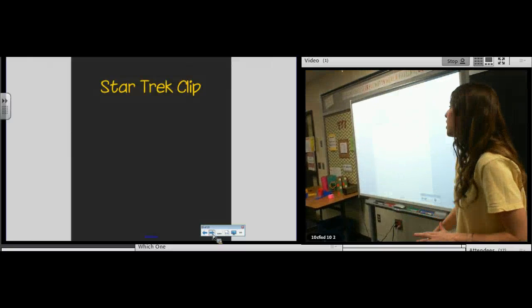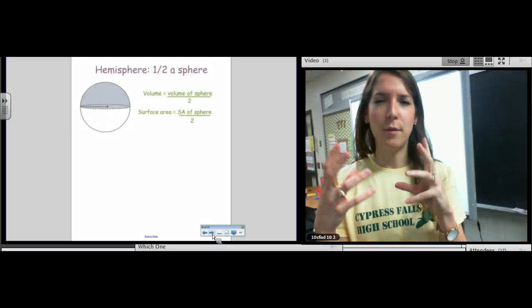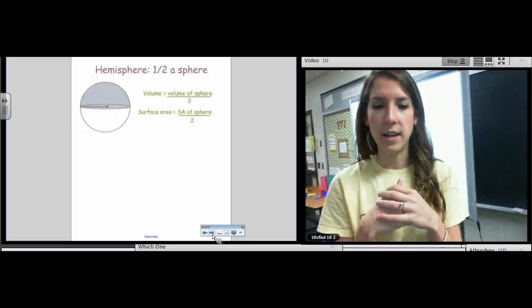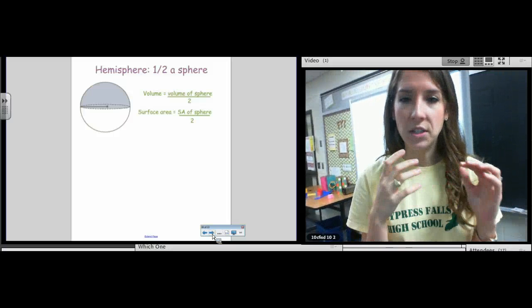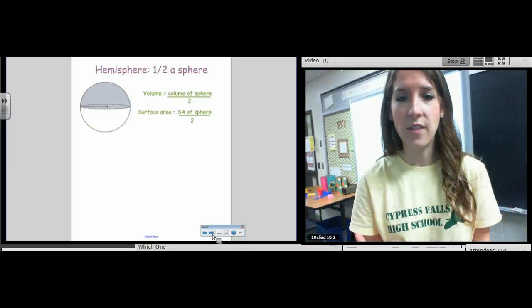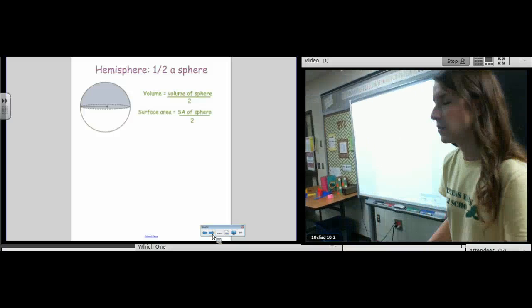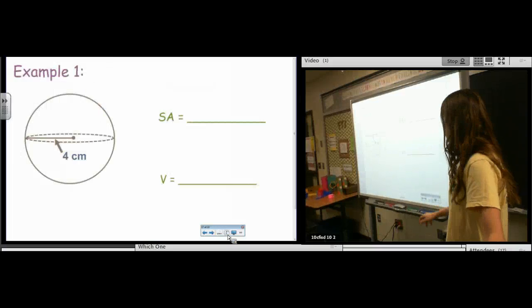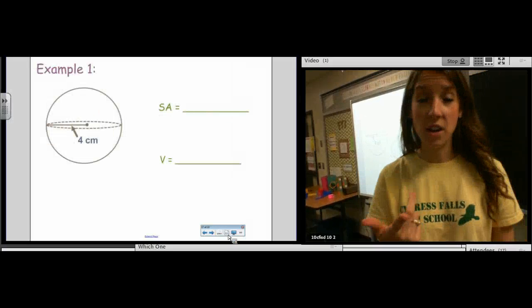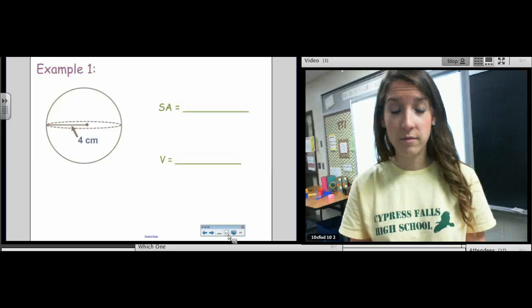In the movie Star Trek, he says the formula for the volume of a sphere, I believe. Hemisphere, as you can imagine, is just half of a sphere. So if you're trying to find the area of a hemisphere, you're just going to divide by 2. All right, let's get right into it. There were some of these on your math CBA, right?